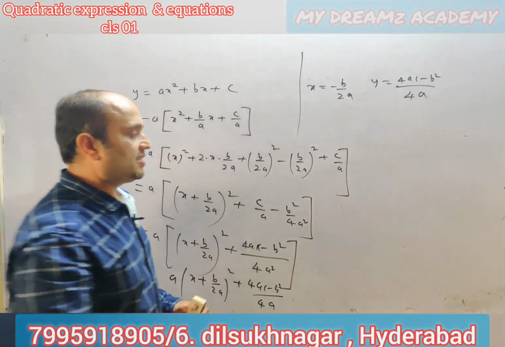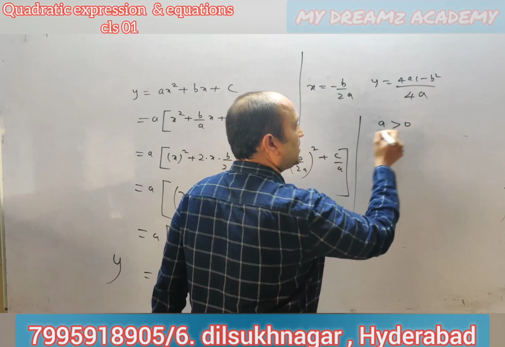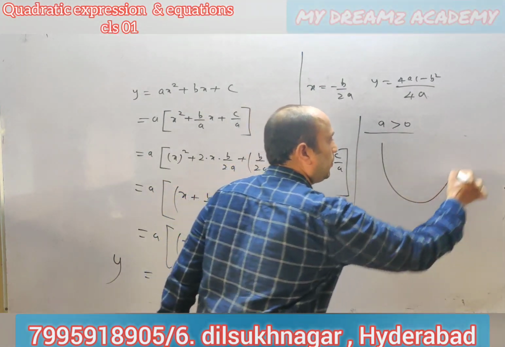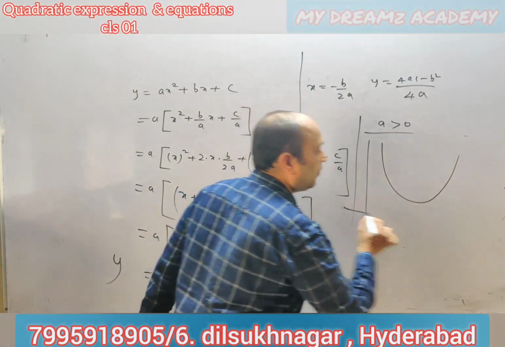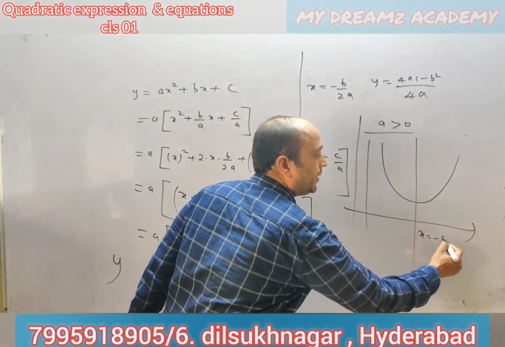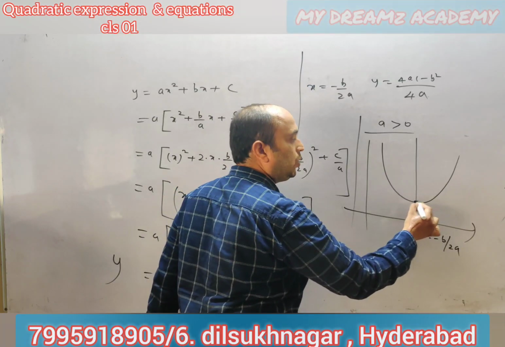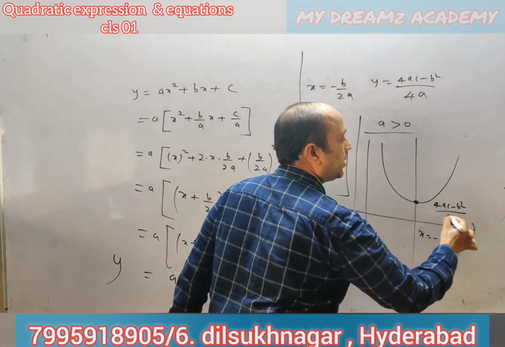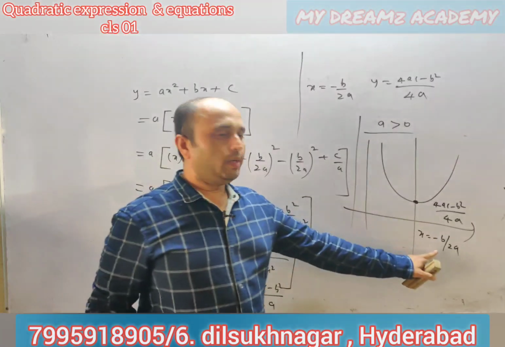So now I will discuss, suppose a is greater than 0. If a is greater than 0, we already know that it is an upward parabola. Here only we have the minimum value at x equal to minus b by 2a. The minimum value is (4ac minus b square) by 4a. This is the minimum value at minus b by 2a.